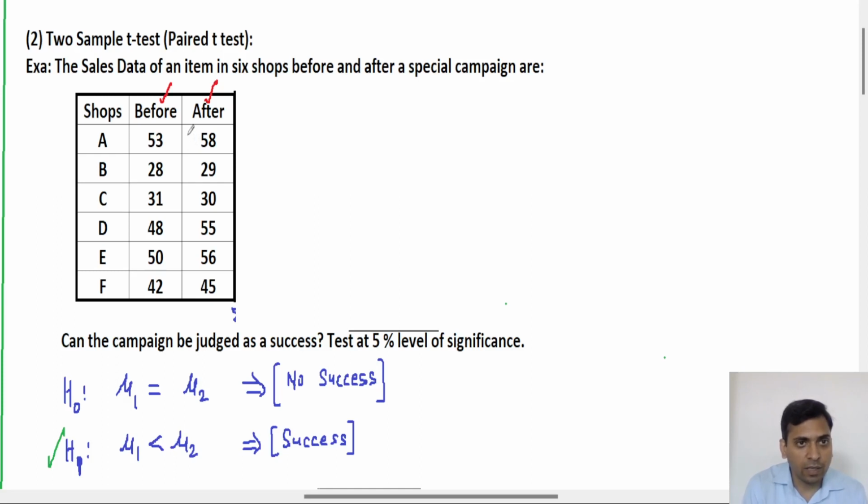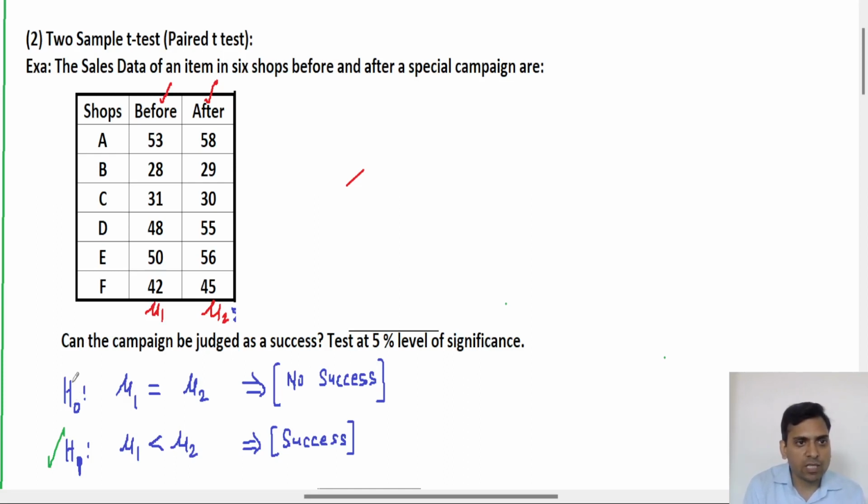This means if we have done the campaign, then after the campaign our sales should increase. This means if before advertisement or before campaigning this is the data and the mean sale of this data is, suppose, mu1, and the mean sale of this second data is, suppose, mu2. So this mu2 should be greater than mu1 if the impact of this campaign is positive, if the campaign is successful. So we need to test whether this campaign is successful or not at 5% level of significance.